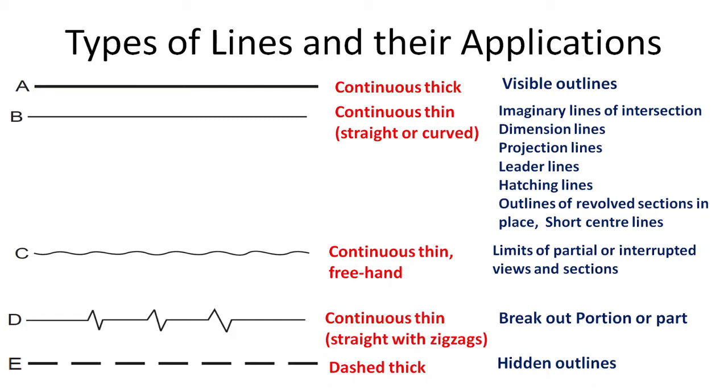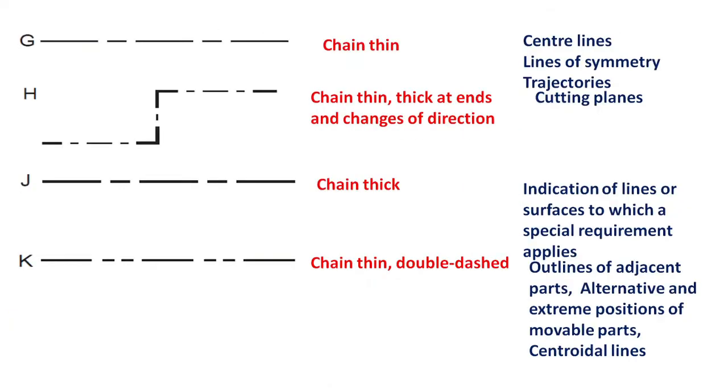The fifth one is the E type. It is a dashed thick line, which is used to represent hidden portion outlines, not hidden portions inside. If you want to represent the inside, then you can go for a slightly thinner line.